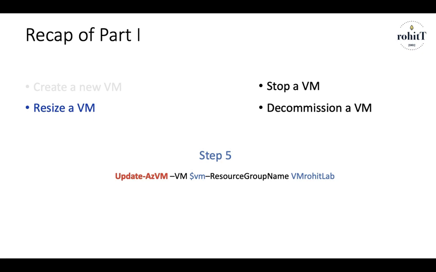And the verb to be used is update -az VM, and in the VM we just have to call that particular variable that we had defined, where we had set the hardware profile to standard B1ms. So that is VM $VM, and again definitely we have to specify the resource group, the container name. Yeah, so this helps us to resize that virtual machine size to B1ms.